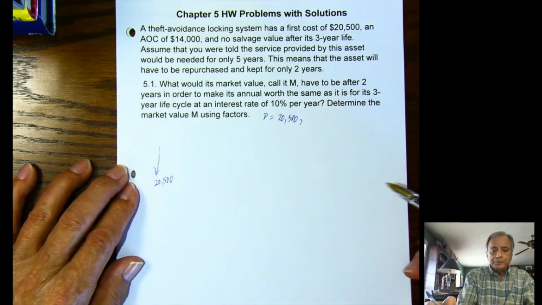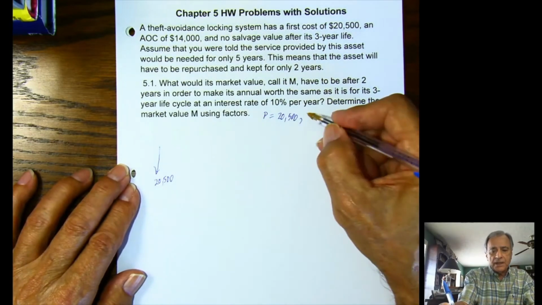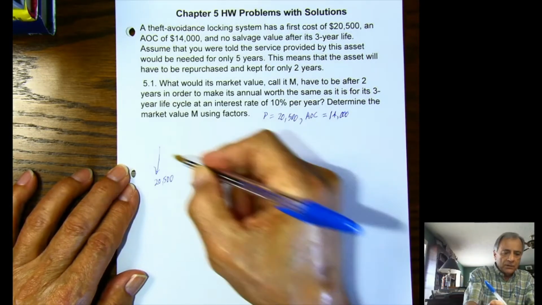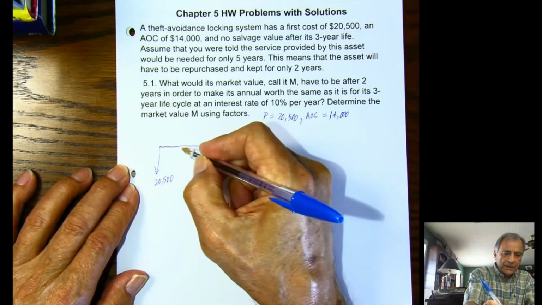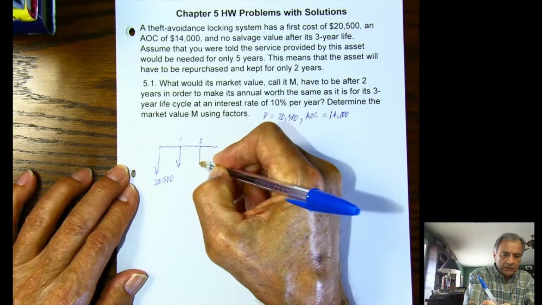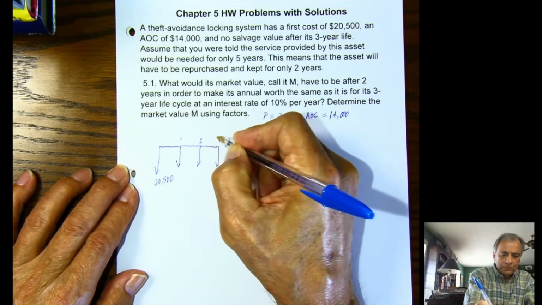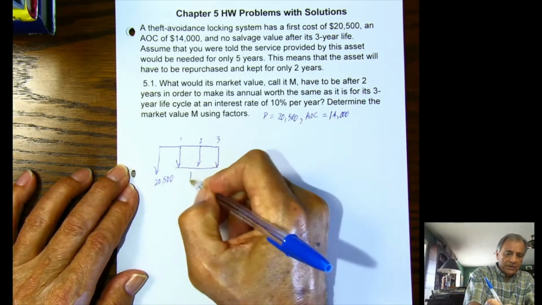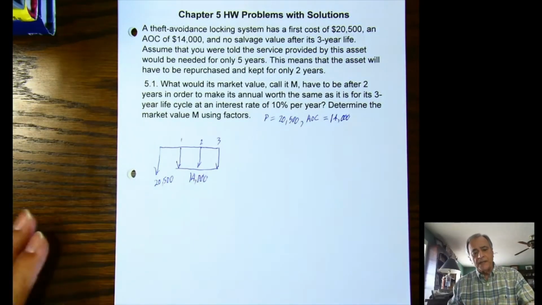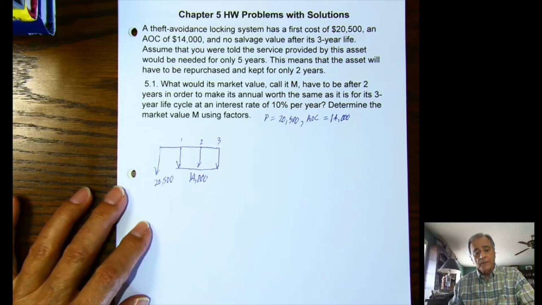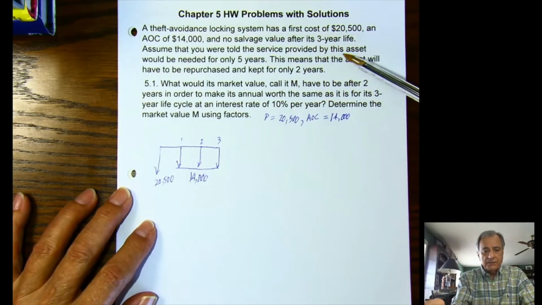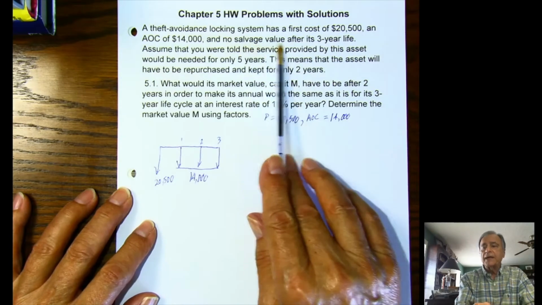And then its annual operating cost, AOC, is equal to $1,400 a year. So that's going to happen for the 3 years of the life: 1, 2, and 3. And if all you needed was 3 years of service, that would be the end of it. However, it does not give any market value or salvage value at the end of year 3. It says no salvage value.